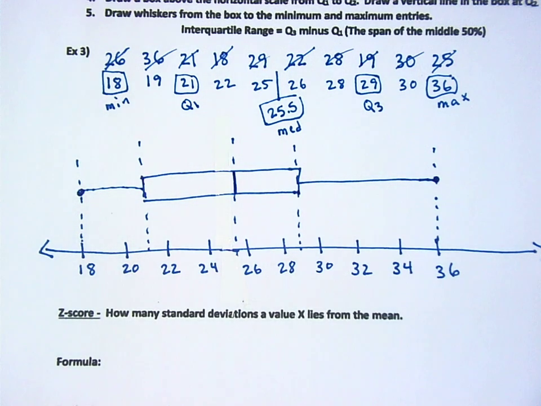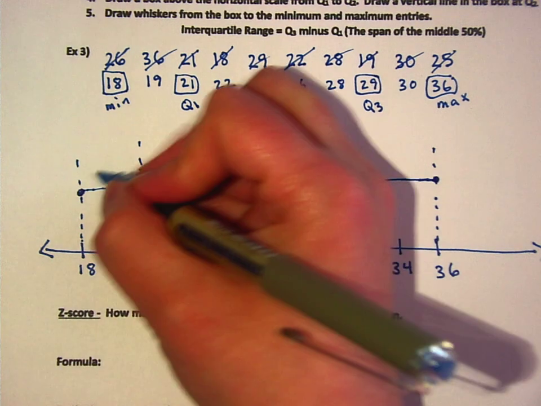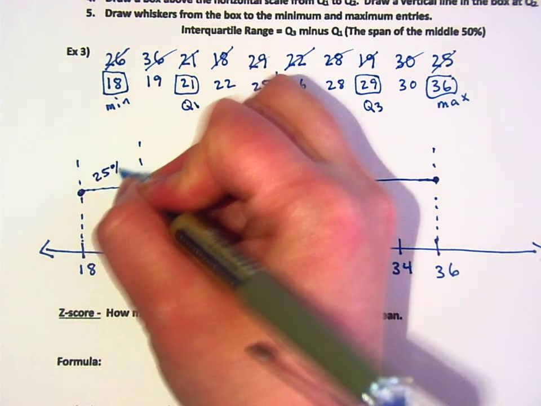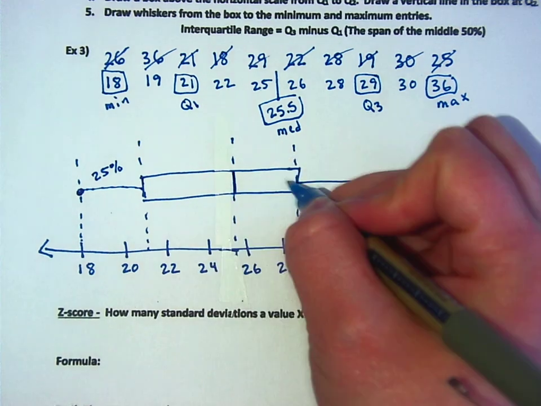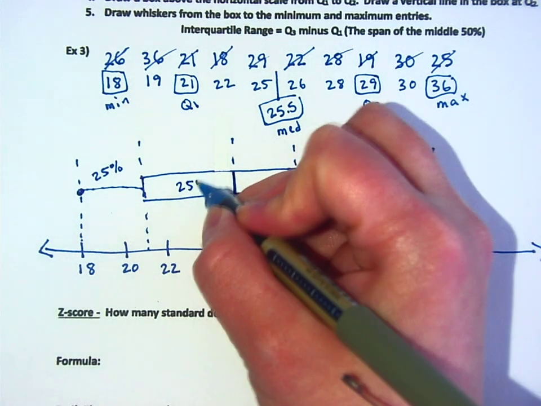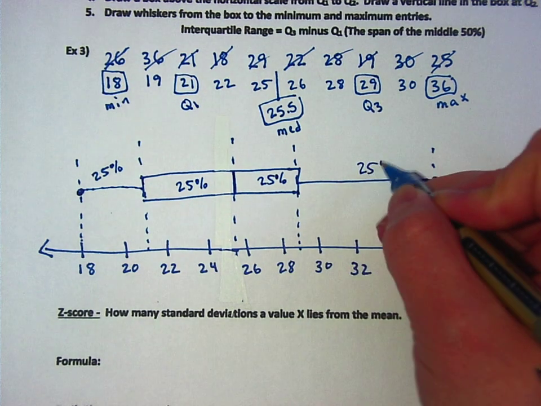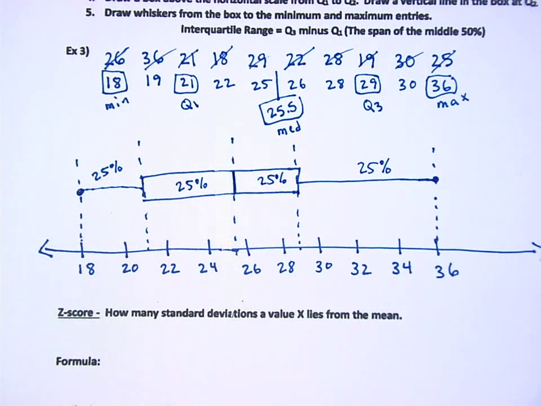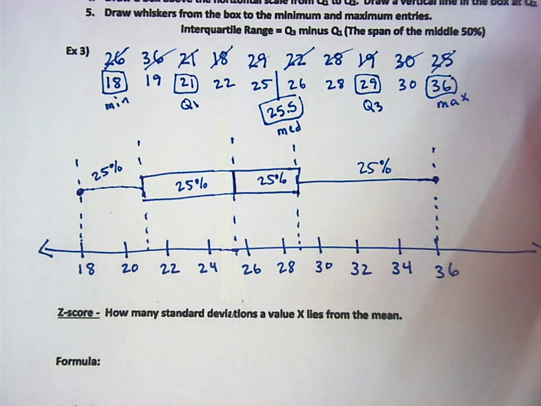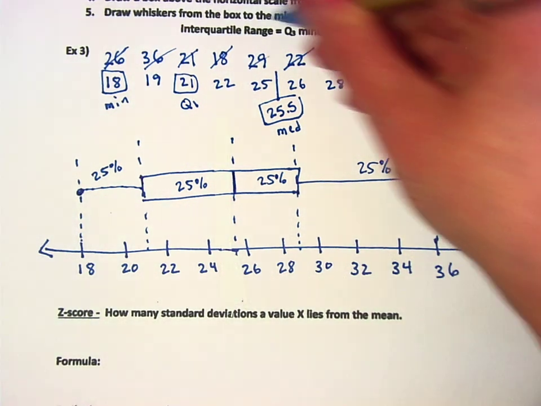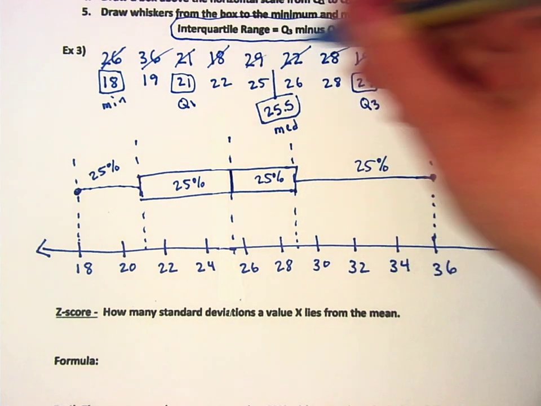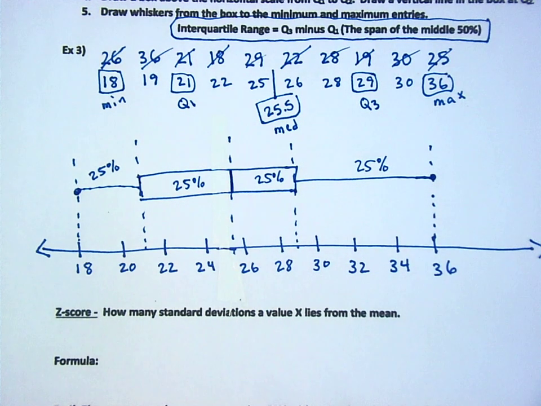This is the data split up into quartiles. This is the bottom 25%. This box here is the middle 50%, but each section is another 25%. And then this is the top 25% up here. The interquartile range, which you might want to just circle here, is defined as the distance between Q3 and Q1.